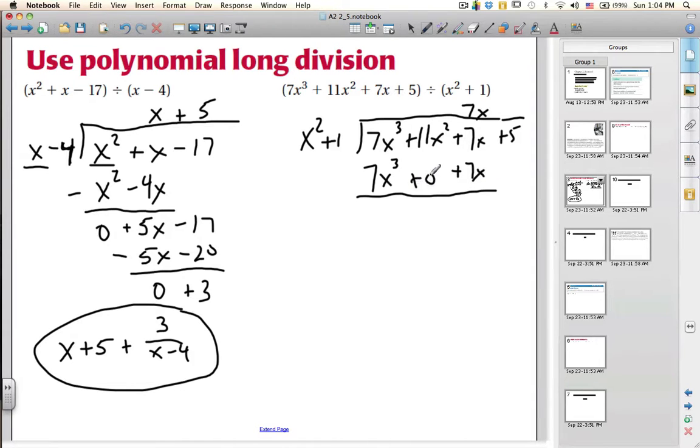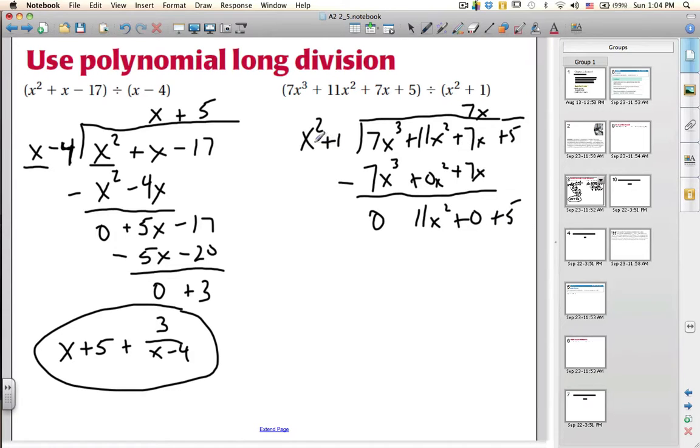And obviously there's 0 x squareds here. 7x cubed minus 7x cubed is 0. 11x squared minus 0 is 11x squared. And 7x minus 7x is 0. And then I'm going to bring down the 5.